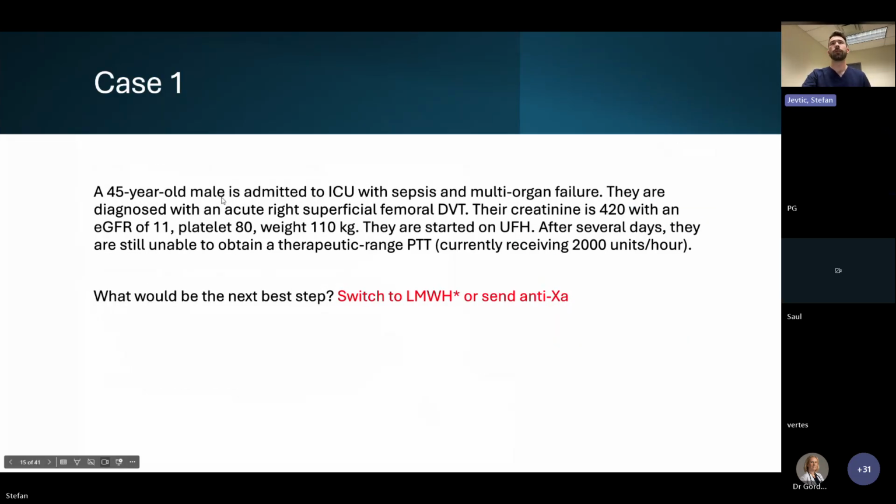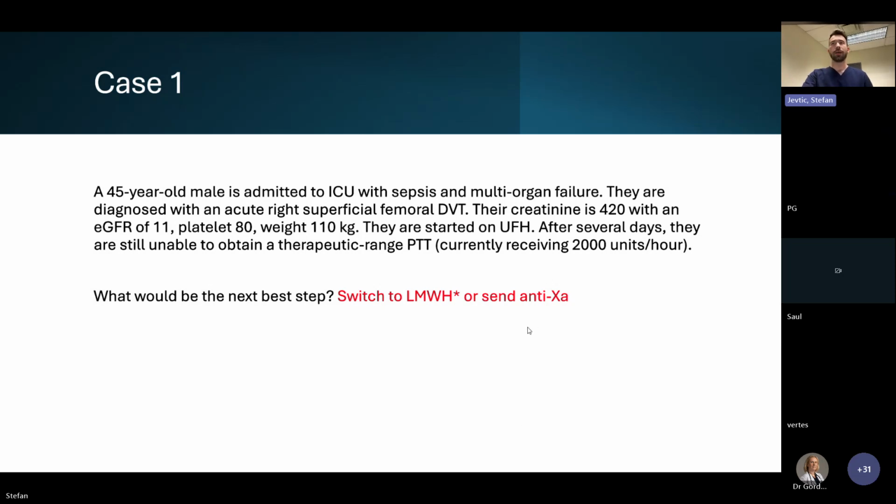And so for this gentleman in the ICU who has a new acute DVT with difficult to titrate unfractionated heparin, I think the next best step would be to switch to low molecular weight heparin. The other alternative, if there was still a strong impetus to keep them on unfractionated heparin, I would recommend sending an anti-10A to get a better sense of what their true anticoagulant effect would be.